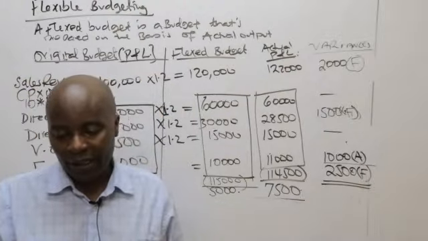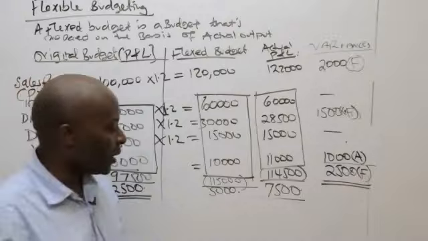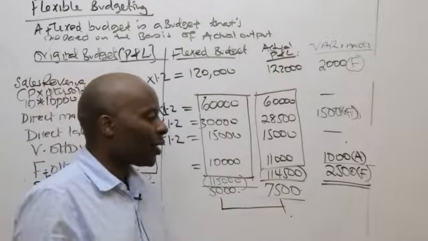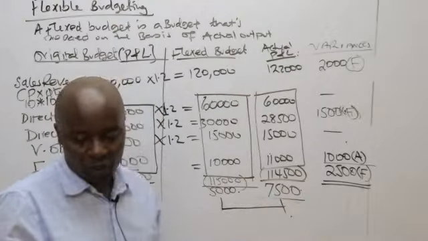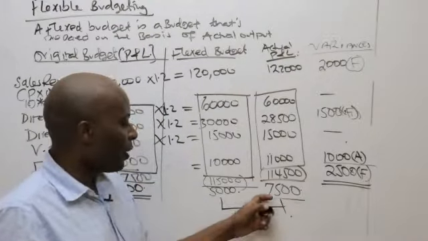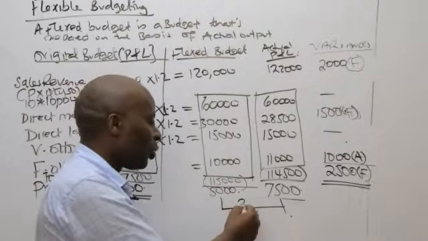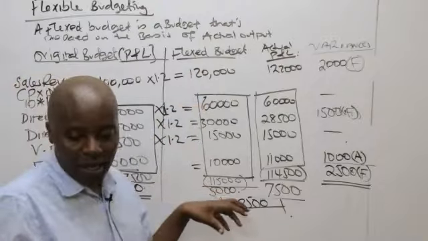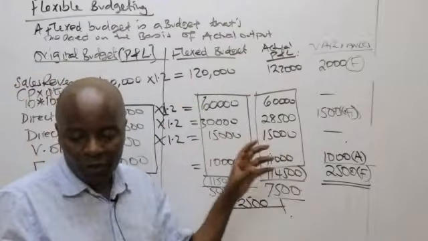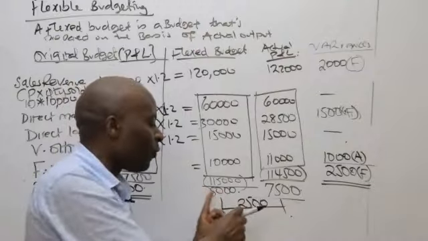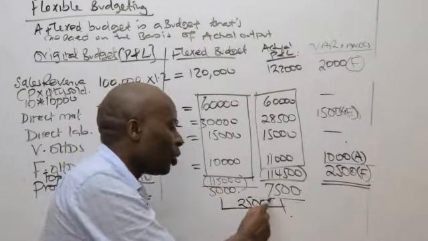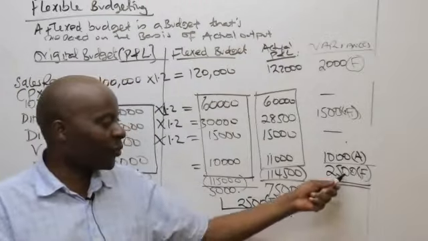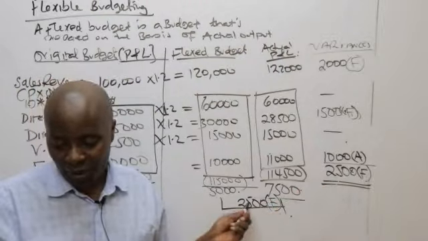Now, ladies and gentlemen, come and subtract these two. 7,500 minus 5,000 will give us what figure, somebody? 2,500. You can see that the budgeted profits here were lower as compared to the actual. The actual profits were higher. So the difference between profits is also 2,500. Good. So 2,500 what here, somebody? Favorable. 2,500 favorable, which reconciles with this. Hence the explanation.